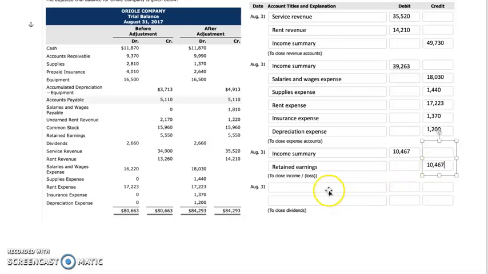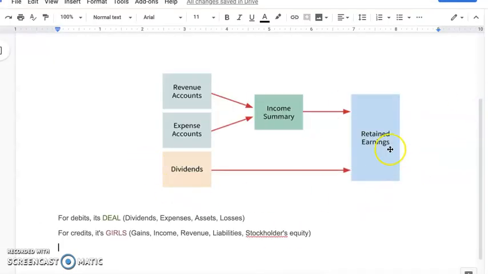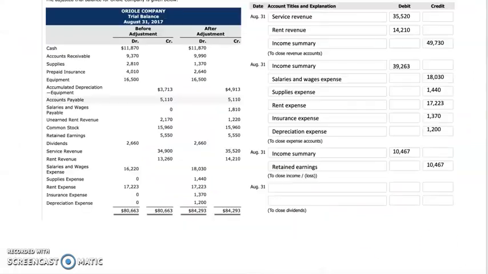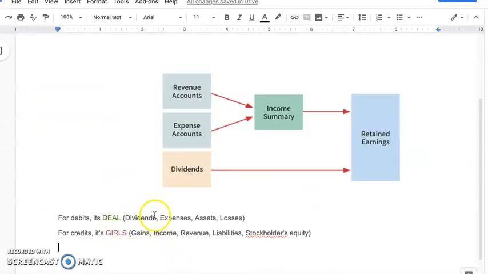Okay, so then we're going to come down here, and now we're going to be closing our dividend account. To close dividends, if you recall from the chart you just looked at, dividends also get closed to retained earnings. We know that's going to be in here somewhere. If we look, also, I'm so sorry, I'm all over the place. Dividends is part of our DEAL acronym, so it usually has a debit balance. So that means we're going to do the opposite, and we're going to credit it.